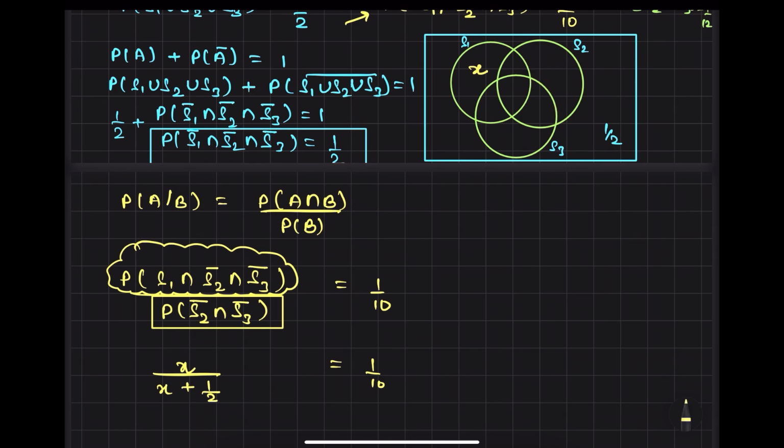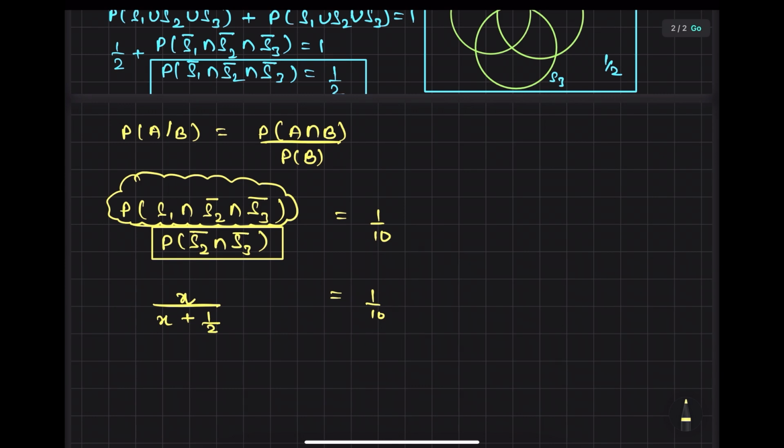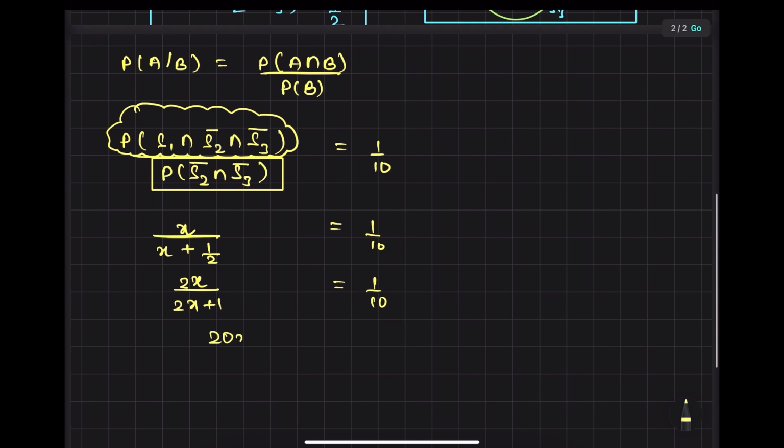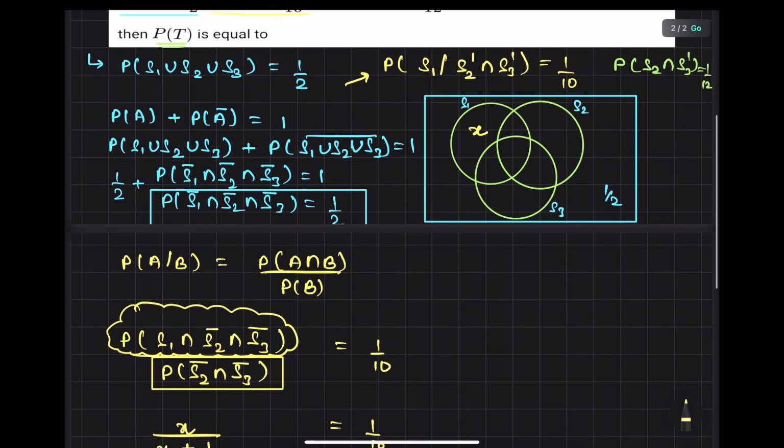Now look at this how we will proceed. So let's simplify things. So you will have 2x upon 2x plus 1 equals 1 by 10. You can simplify, so you will have 20x equals 2x plus 1. So x will become 1 by 18. So who is this x? X is that room, 1 by 18. Now look at what you have calculated. You have calculated this, you have calculated this. Okay. Now let's jump on to this part.